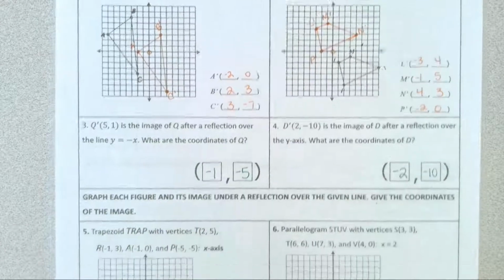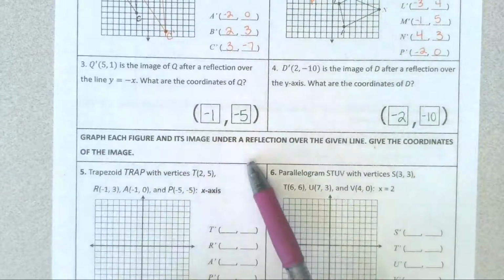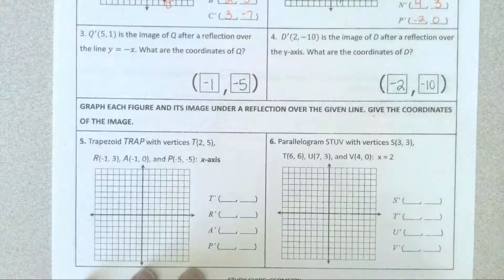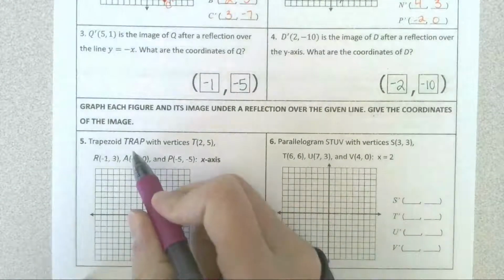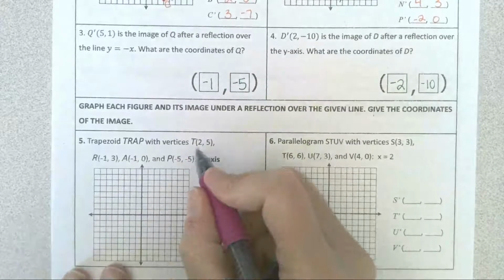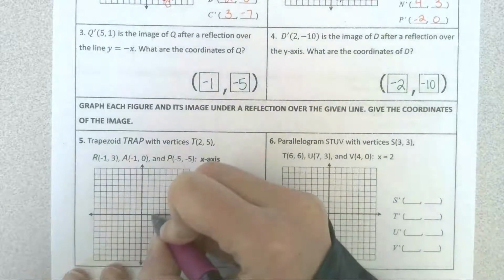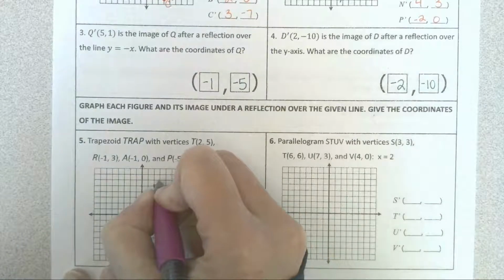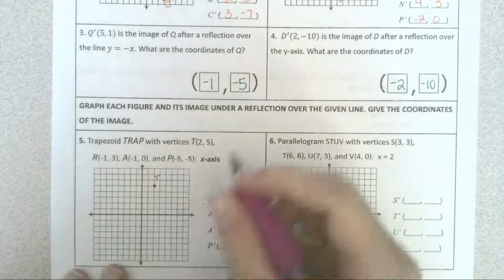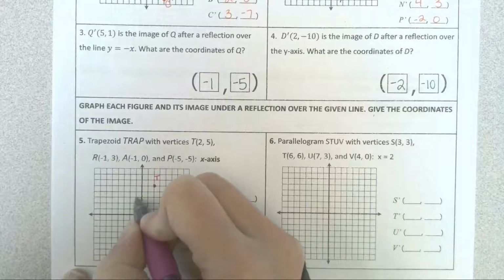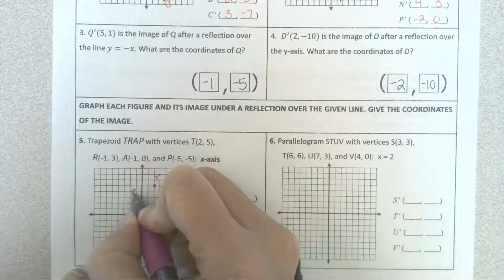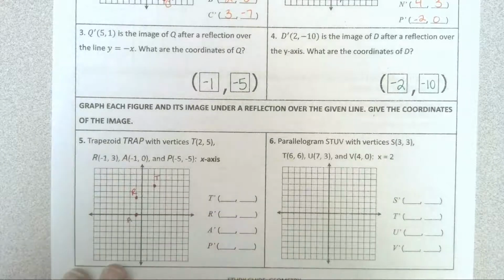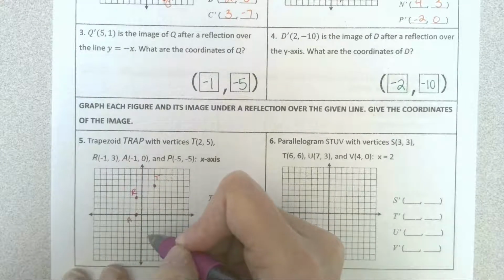Okay, number 5. It says graph each figure and its image under a reflection over the given line. Give the coordinates of the image. So trapezoid TRAP has vertices. So we're going to go ahead and graph these. 2, 5 is here. And that's T. R is here. A is here. Did I miss something?